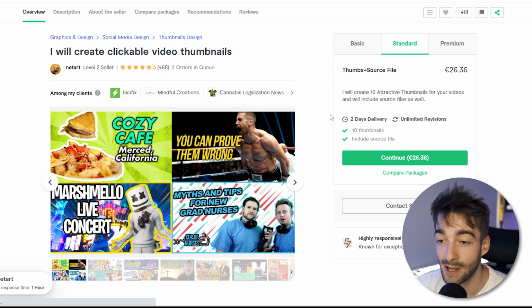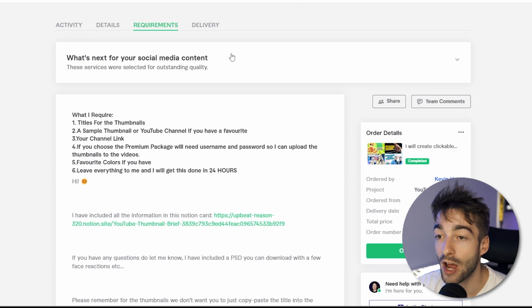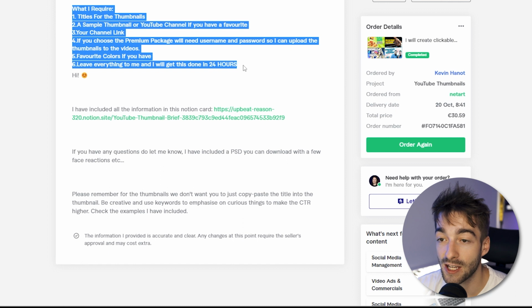You then have the pricing here. And then what you need to do is select the project that you're working on, so you can create a brand new project. You then have to enter your card information, so you can go ahead and press pay. And then what's going to happen is it's going to take you to the submit requirements page. Every single seller is going to be a little different, but you can see this person here has included a bit of information on what you need to include.